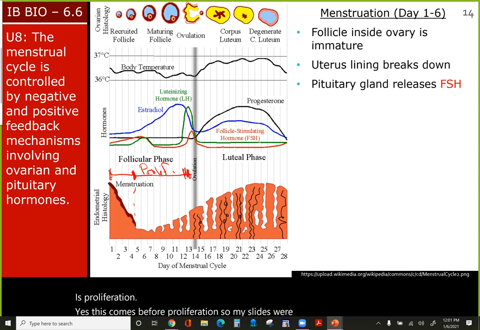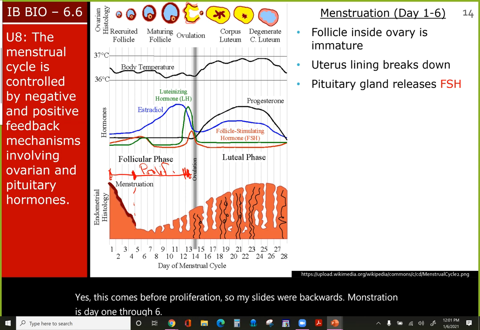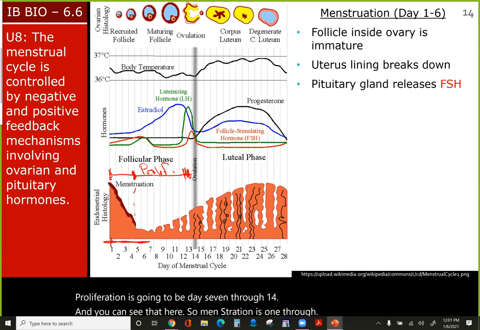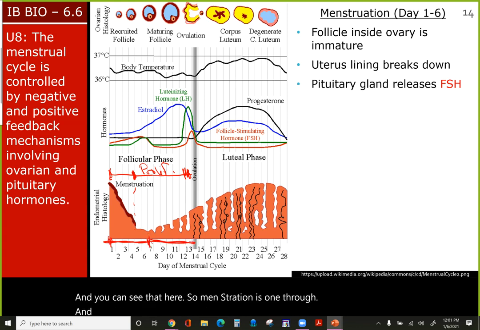Menstruation is day 1 through 6. Proliferation is going to be day 7 through 14. And you can see that here. So menstruation is 1 through 6. And then proliferation is right here.